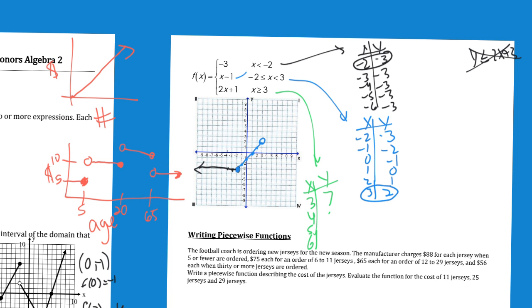4 times 2 is 8 plus 1 is 9. 5 times 2 is 10 plus 1 is 11. And then we're going to get 13. So we can graph these. 3 is 7. And again, we're going to fill this in because 3 is a member of this domain. 4 is 9.